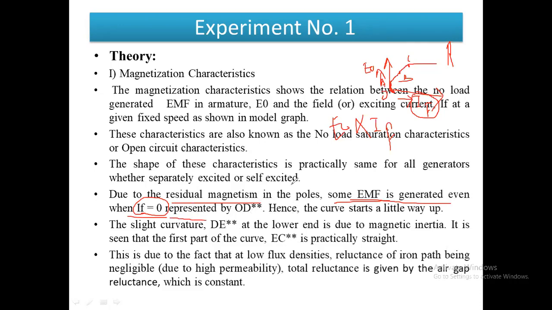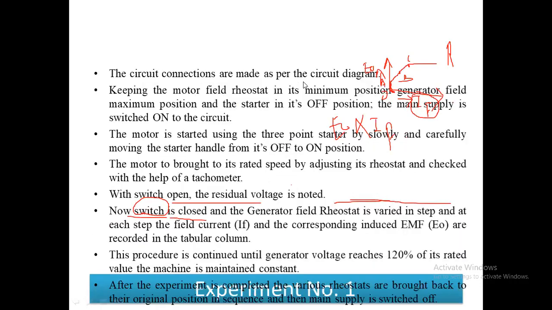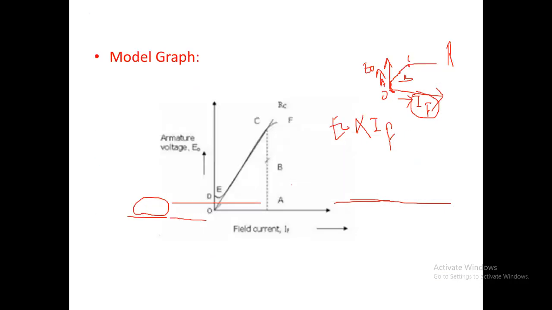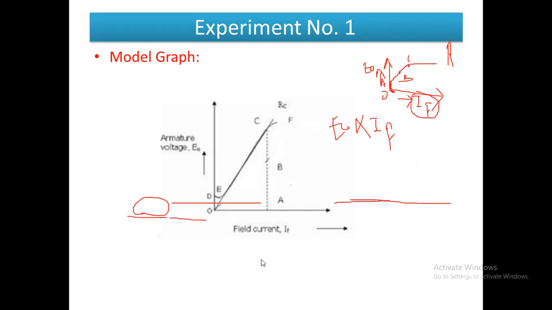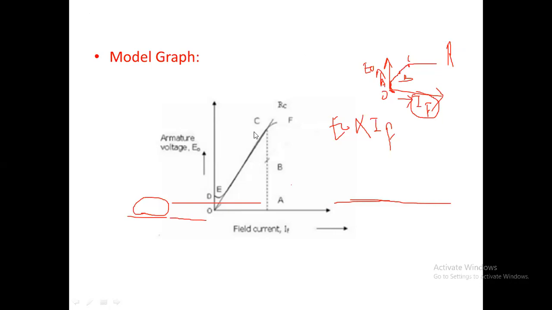So this curve will be shown in this model graph. We have already taken the model graph here. So see, OD is nothing but some induced EMF. It will be present at zero value of field current. At the zero value of field current, the induced EMF is present. Okay.